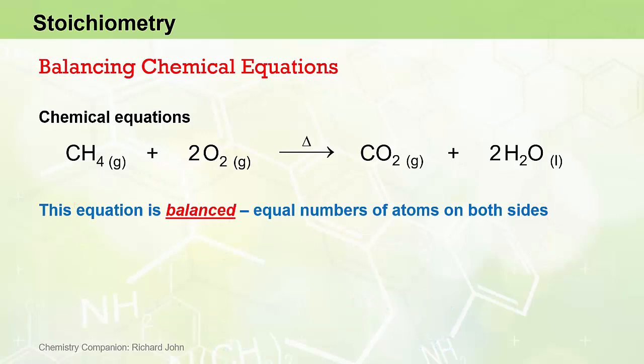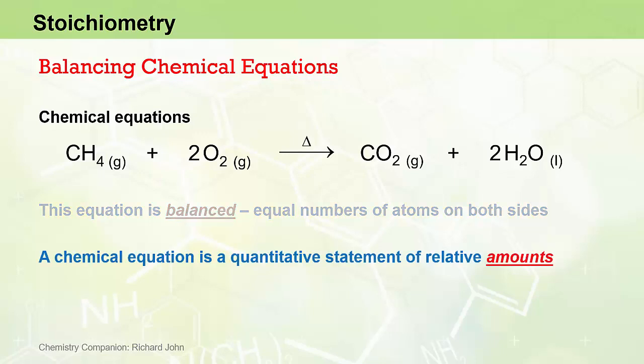So this equation is said to be balanced. We've got equal numbers of atoms on both sides of the chemical equation. A chemical equation such as this is a quantitative statement of the relative amounts of substances present in the reaction. And what that actually means in this case is that exactly 1 molecule of methane will react with 2 molecules of oxygen to produce 1 molecule of carbon dioxide and 2 molecules of water.